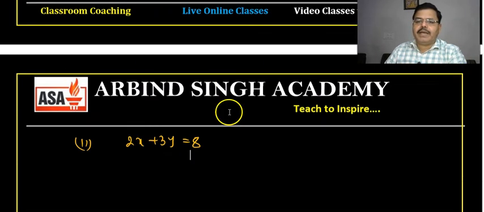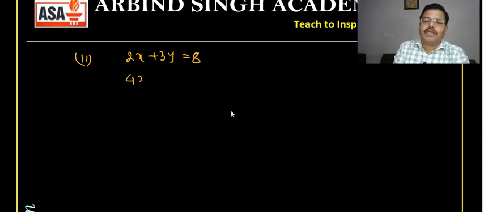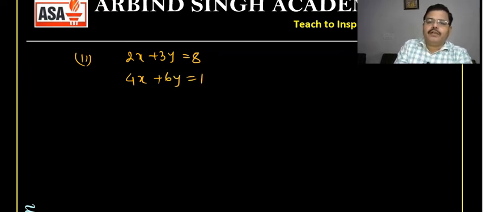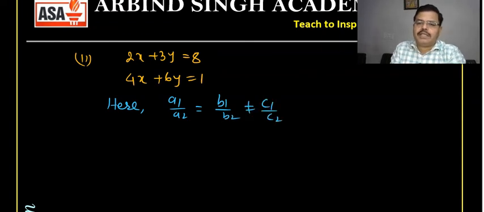In the second one we want parallel lines, and what is the condition for parallel lines? The condition for parallel lines is a1 by a2 is equal to b1 by b2 is not equal to c1 by c2. So there 4x plus 6y is equal to 1, you can write it. Now here also, since a1 by a2 is equal to b1 by b2 but not equal to c1 by c2, except 16, anything can be written and all will be parallel lines. So therefore it is parallel lines, right?